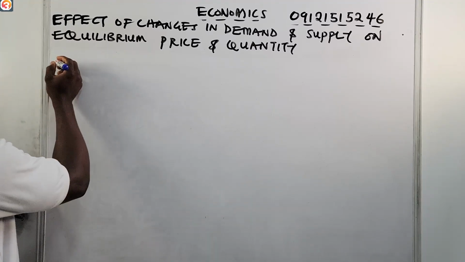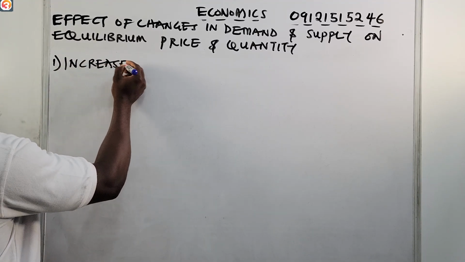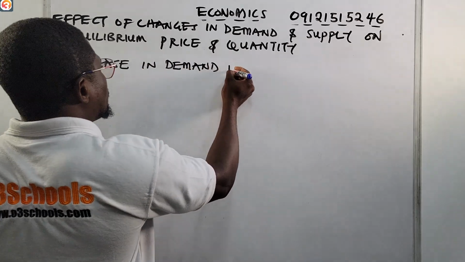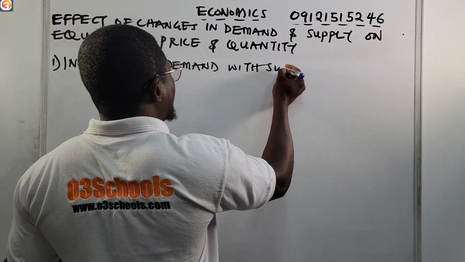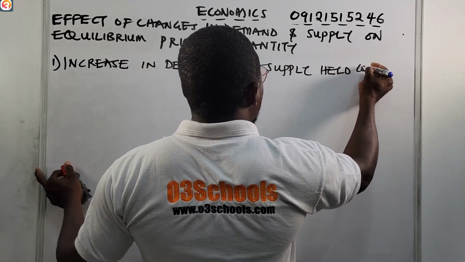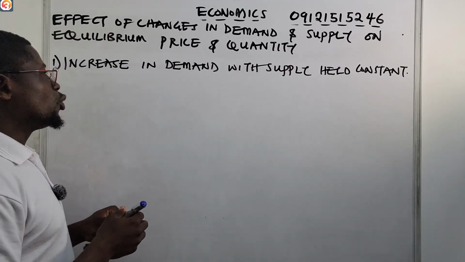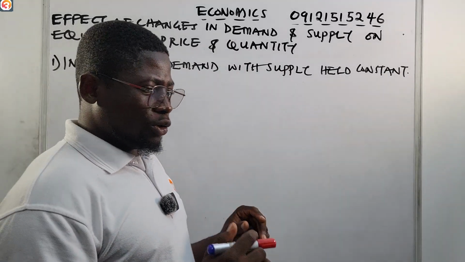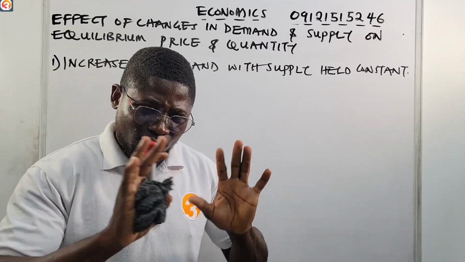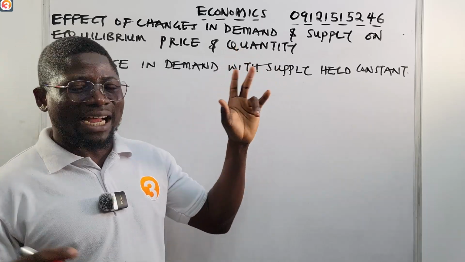Number one is an increase in demand with supply held constant. So the first scenario is that we're going to increase demand. Once demand increases and supply is constant, what happens to the equilibrium price and quantity?